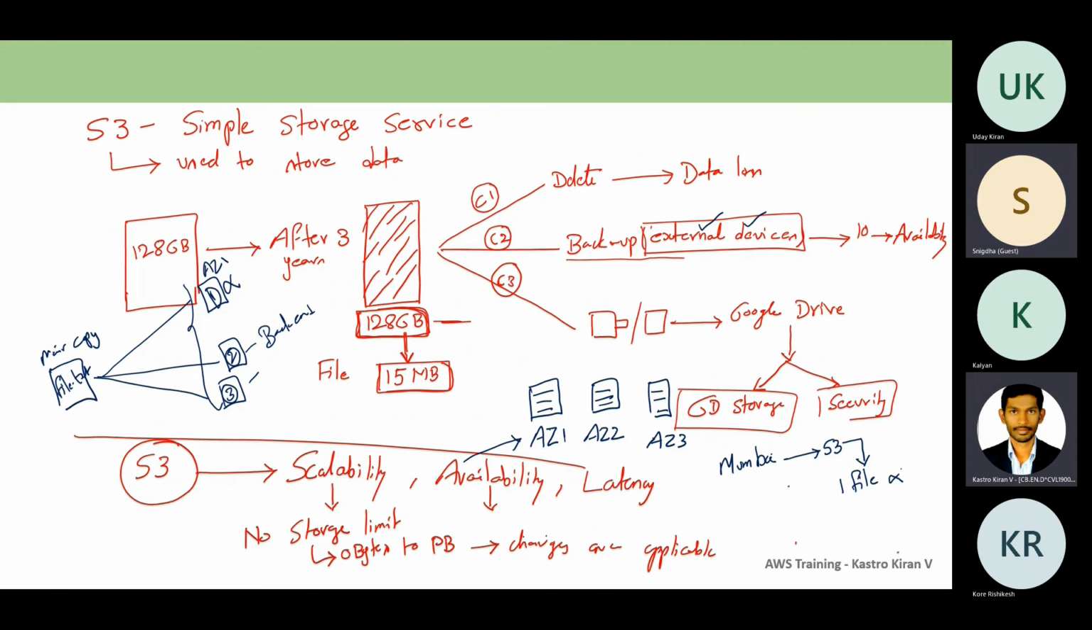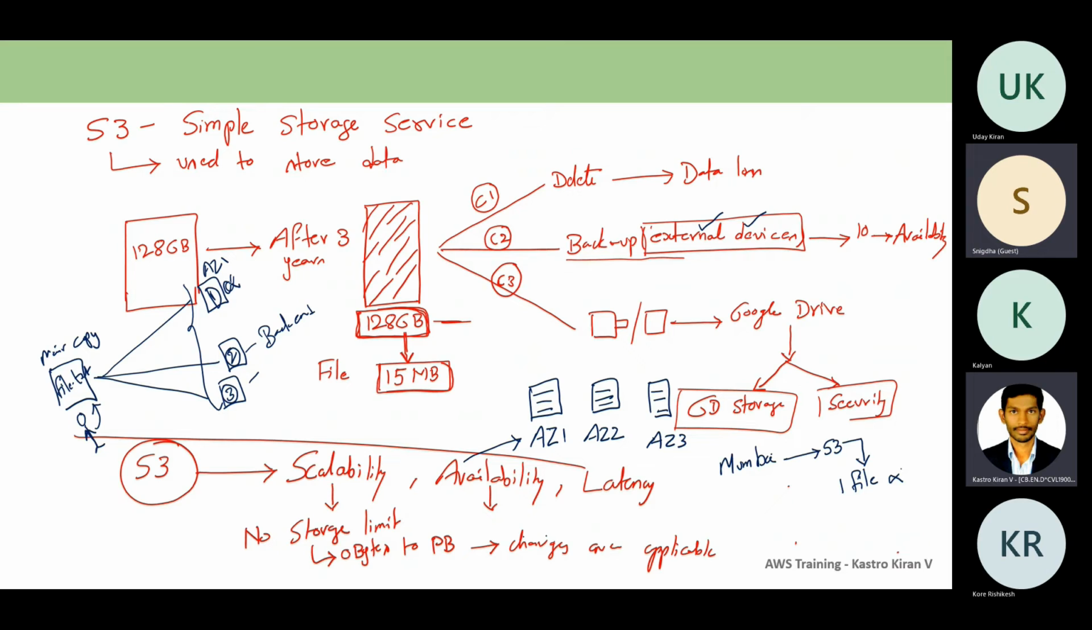Now, since availability zone 1 has collapsed, what does AWS do? Suppose a user wants to access this file.txt. You open your bucket and then click on the file. AWS will check in which availability zone the file is available. First it will check availability zone 1. If it is there, it will send you the download link. As soon as you click download, your file will get downloaded.